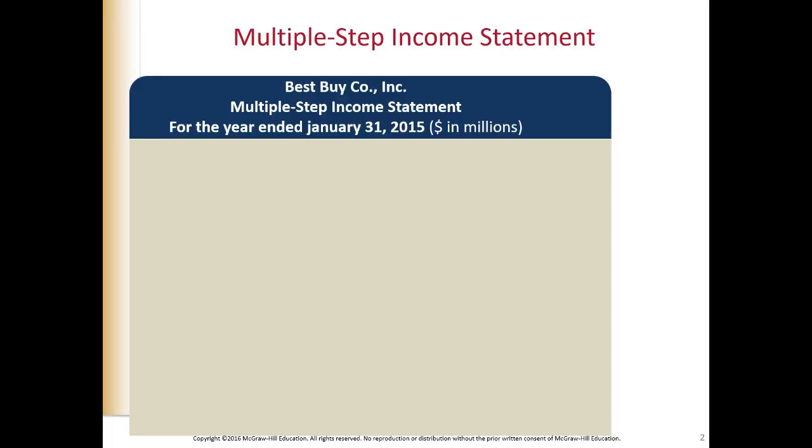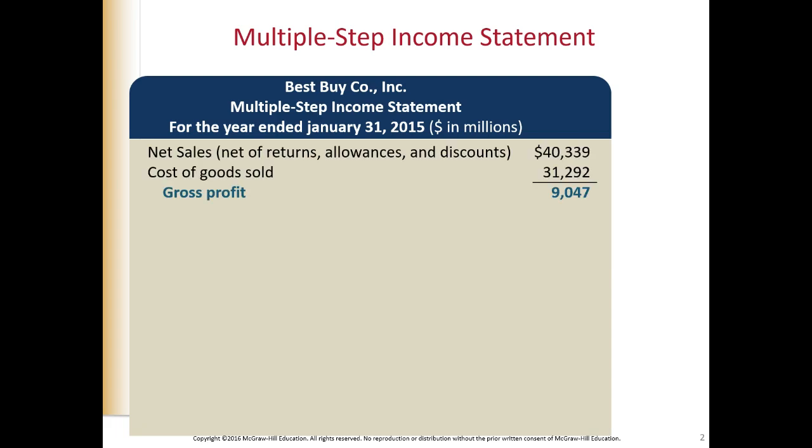Let's get started. First, let's look at what we're building to in this chapter, and this is something called a multi-step income statement. Now, what we'll do here is have various steps, various subtotals throughout the income statement. The first one you come to is gross profit. And to compute gross profit, we have net sales, and then we will subtract cost of goods sold. And that, of course, gives us gross profit.